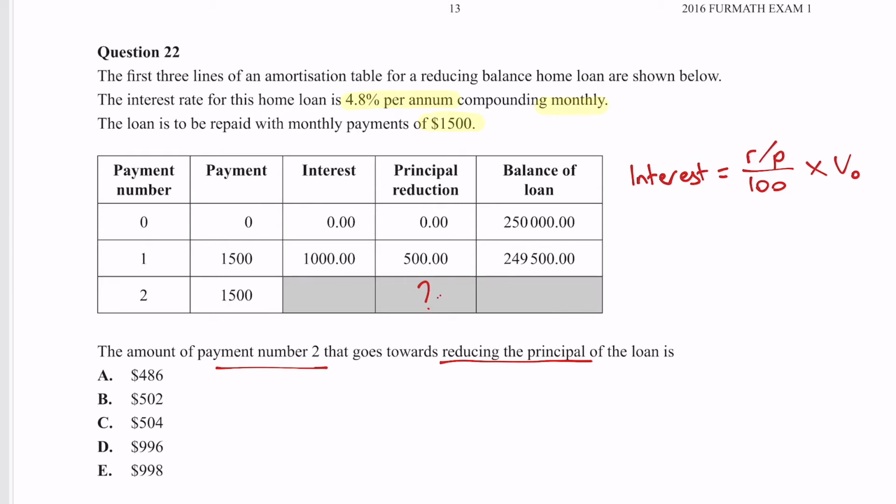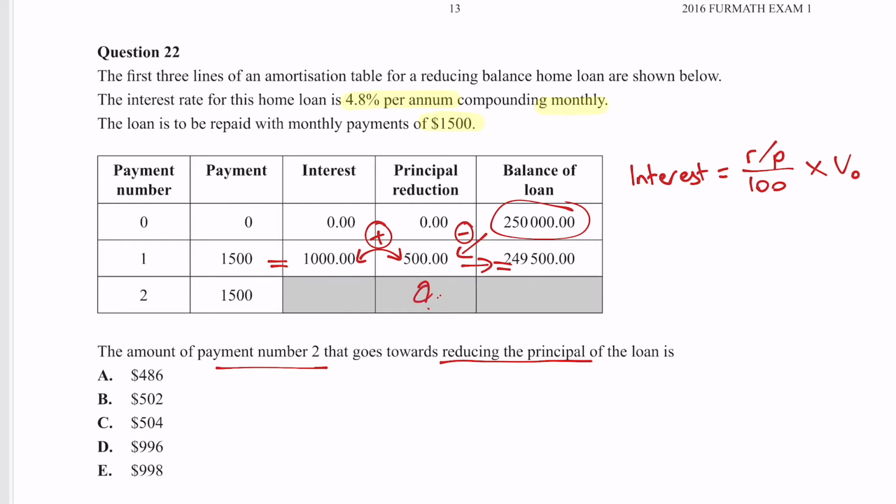To work this out, first I want to look at patterns. That's really important with amortization tables, that you find certain patterns. So I can already see that the interest plus the principal reduction, when you add them together, gives you the payment. But I also know that the balance of the loan minus the principal reduction gives me the new balance of the loan. So these are important things to keep in mind. You always want to look for patterns.